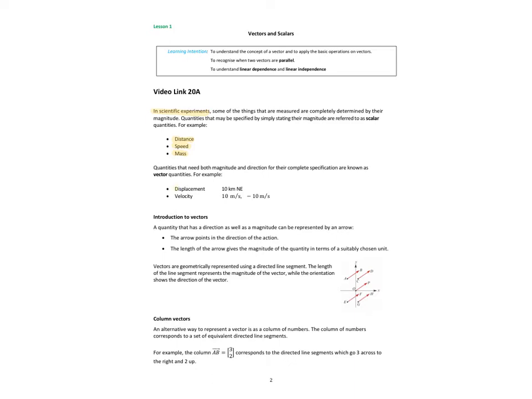So displacement, 10 kilometers northeast, or velocity, positive, indicating direction. So 10 meters per second in a positive direction, or negative 10 means a negative direction. Those sorts of quantities that indicate size and direction are known as vector quantities. So how do we represent them?